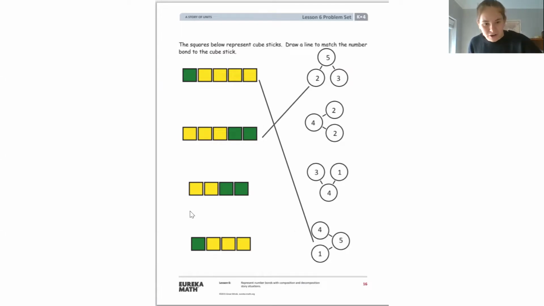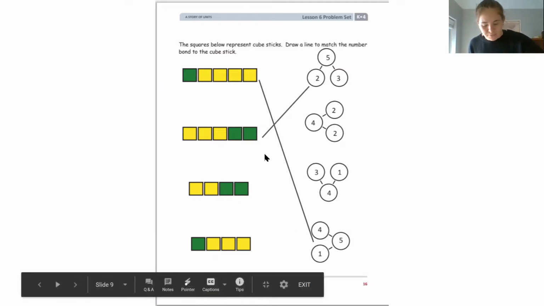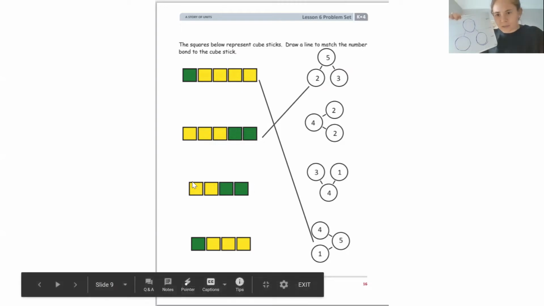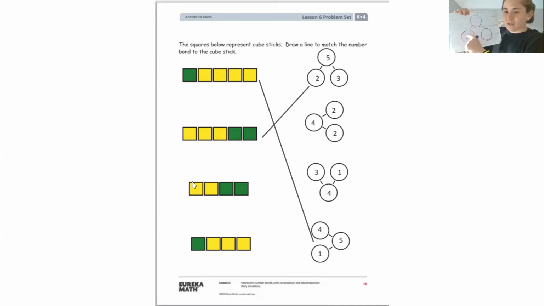Awesome. Now let's take a look at our third set of cubes down here. We've got some yellow and some green again. Let's count the number of yellow cubes. 1, 2. Where am I going to write that into my number bond? Should I write it in my total or my parts? Is it a whole or my parts? The 2 yellow cubes. It's one of my parts, right?